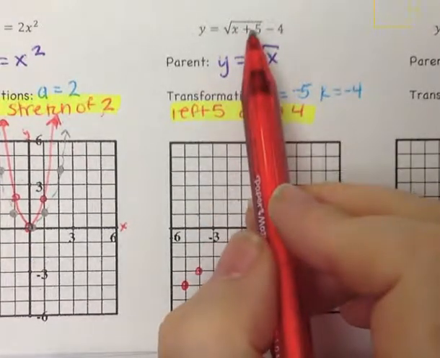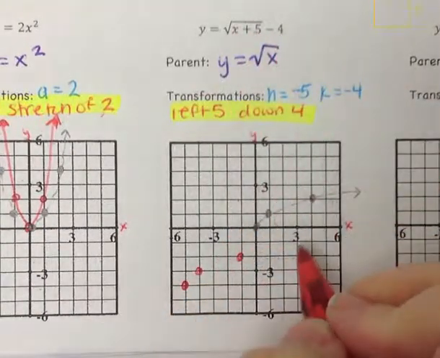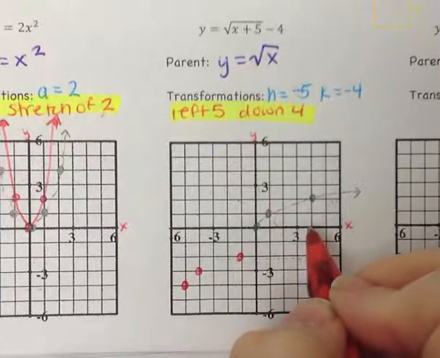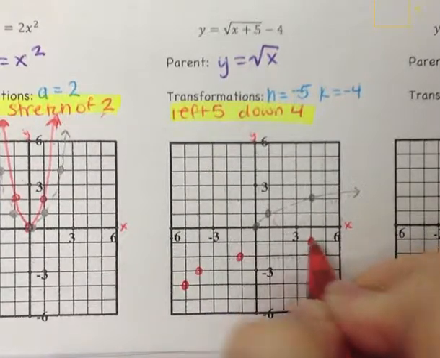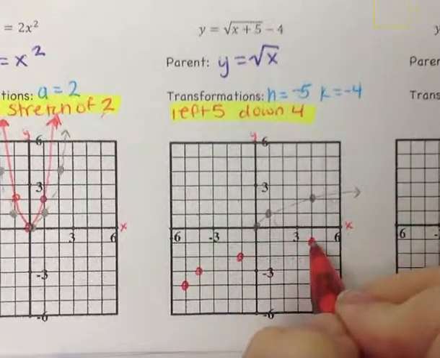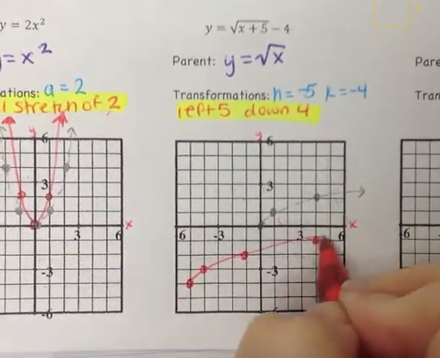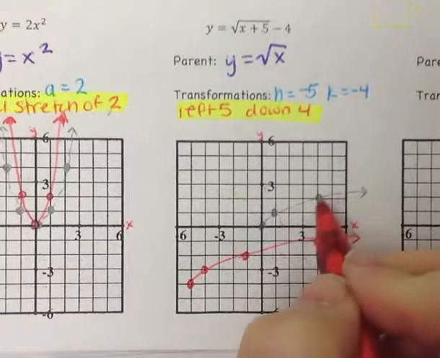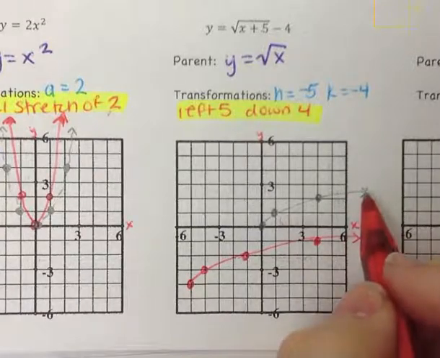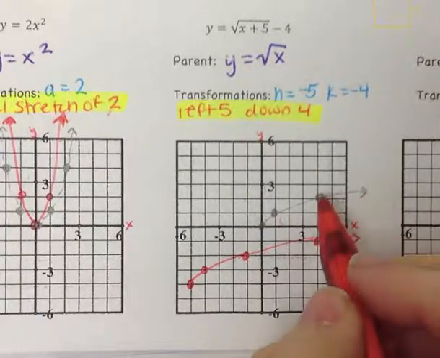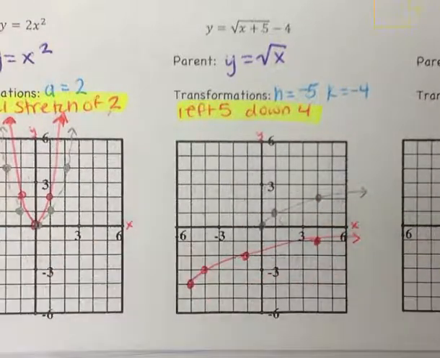So 4 plus 5 is 9. The square root of 9 is 3. So it's going to be 3 minus 4, which is negative 1. So we plugged in the 4, we got out the negative 1. So that is our coordinate. And we also had, the next one would have been 9, 3. So if I had started at 9, 3, and I went left 5 and down 4, we would have ended up at 4, negative 1.